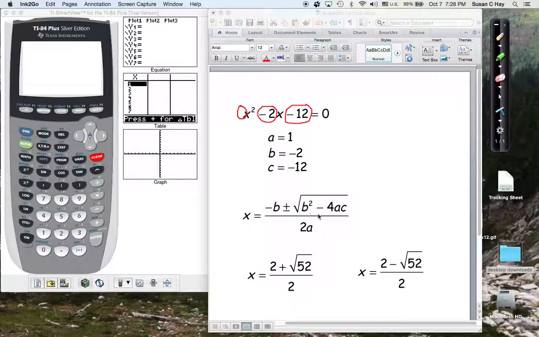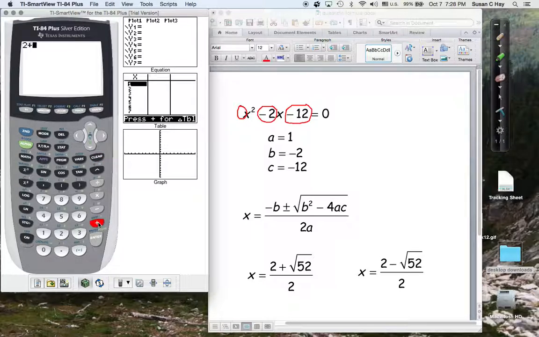After you've simplified what's underneath here, you end up with 2 plus the square root of 52 over 2, and 2 minus the square root of 52 over 2. And what does that mean? Well, you're going to be asked to come up with an approximation of the values for these two roots of this equation. So you would use your calculator, and it's pretty easy to do.